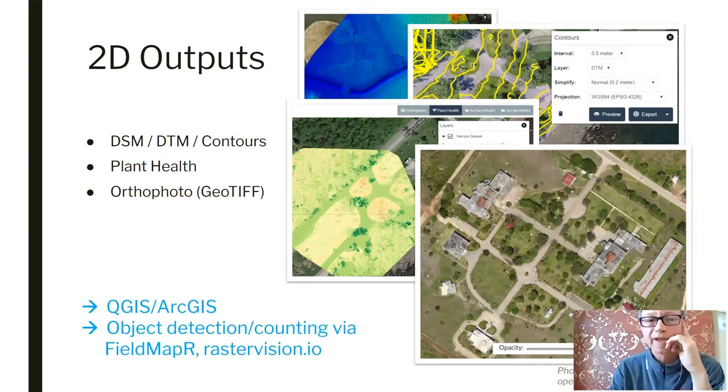So examples of things you might do with these outputs: download, work with them in QGIS or ArcGIS, or take them and then run them through some additional workflows for object detection and counting. We're seeing people start to do that. I mean, it's just an image at some level, so these are certainly not limited to these tools, but we have seen people starting to work with these for object detection, counting, plant counting, that sort of thing.